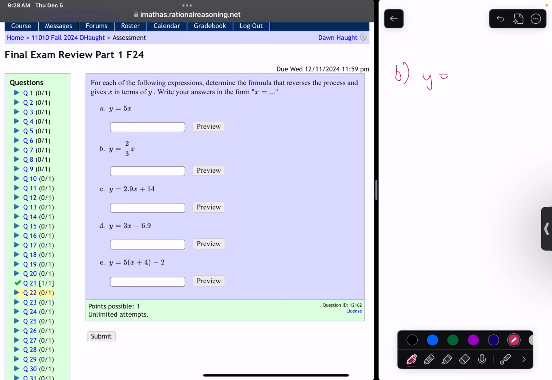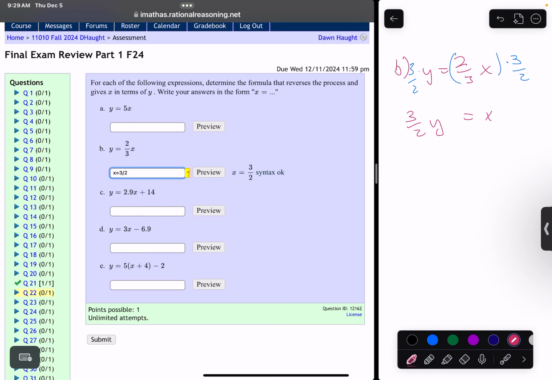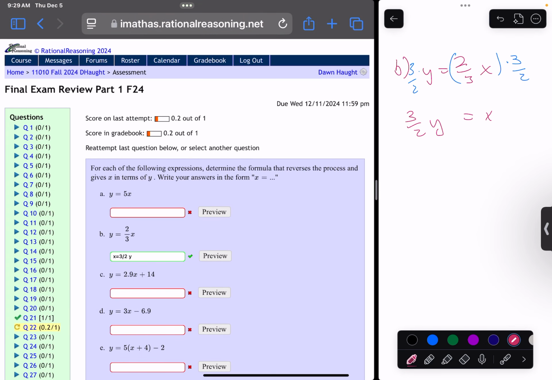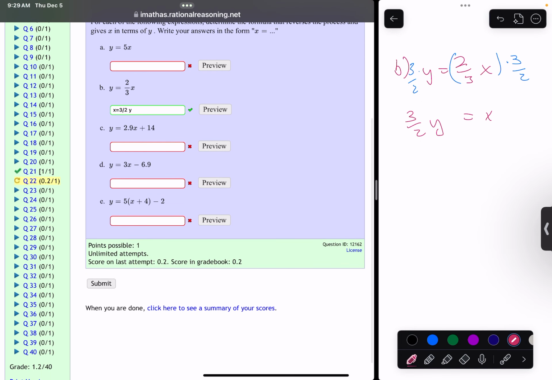To reverse that 2/3 x and get your x by itself, you want to multiply both sides by the reciprocal of 2/3. So I just wanted to show you that. To divide by 2/3 is to multiply by the reciprocal. So what you get is that x is 3/2 y. So x equals is what we always want to start with. That's what they told us. And that's 3/2 y. Okay? And then we can check that to make sure that's what they're looking for. Perfect. Now let's do this bottom one.